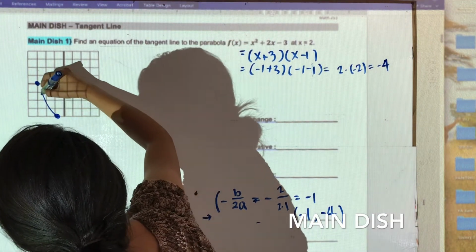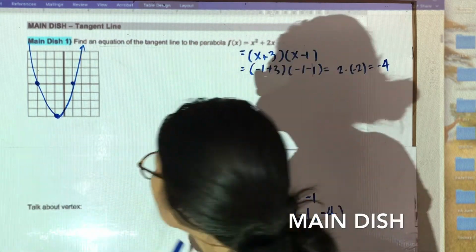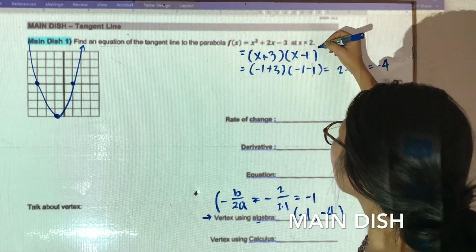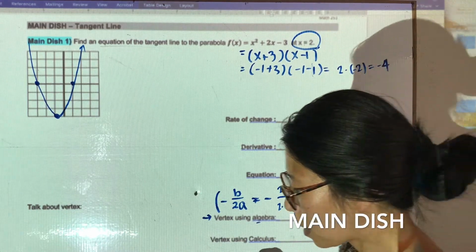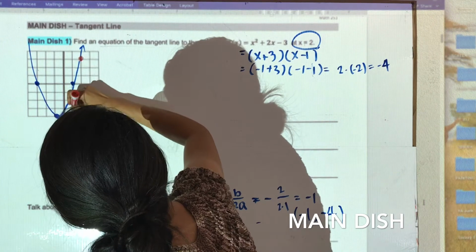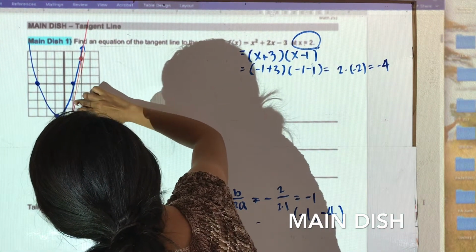So I can graph here. So what's going on? I want to find the tangent line at 2. I want to find the equation of this red colored line.